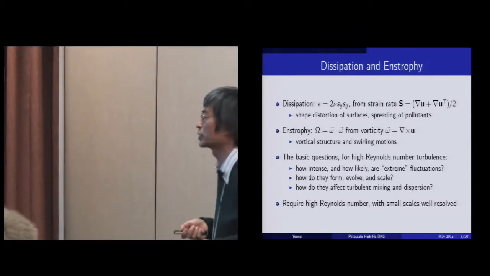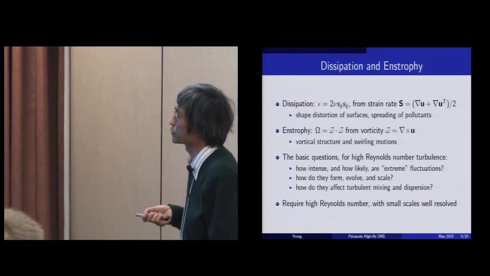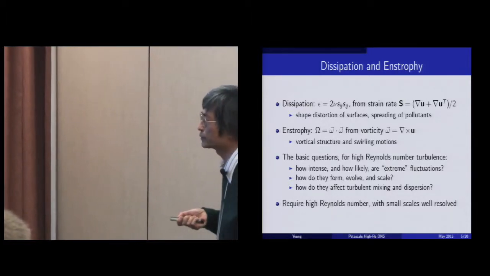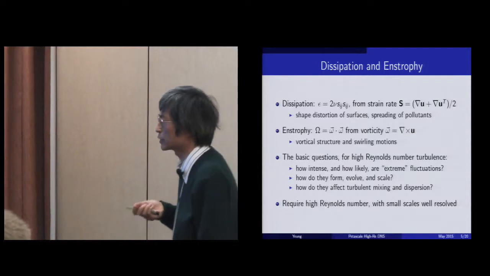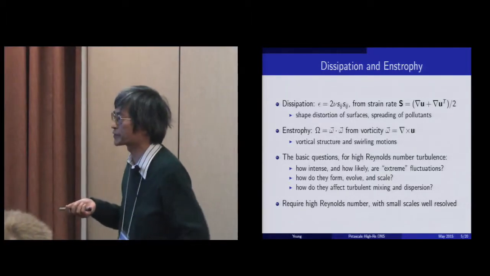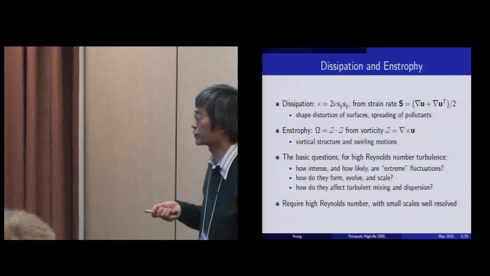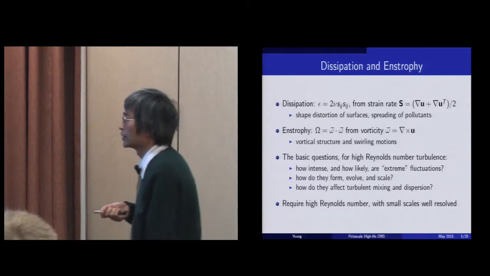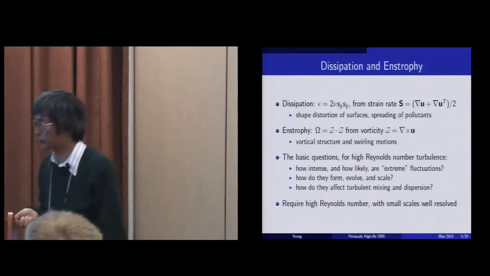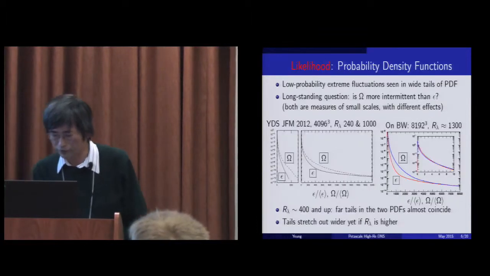It's still relatively local. And the basic question for us is how intense are those extreme fluctuations? How likely are they? How do they behave? How do they form? How long do they live? And what is their size? And how do they affect the important processes of turbulent mixing and dispersion? We'll get to that later. So we require a high Reynolds number at small scales where we solve.